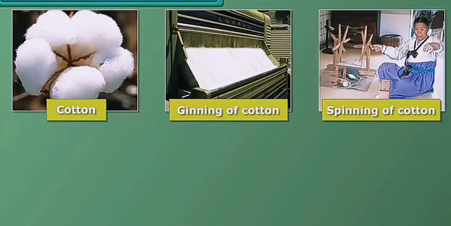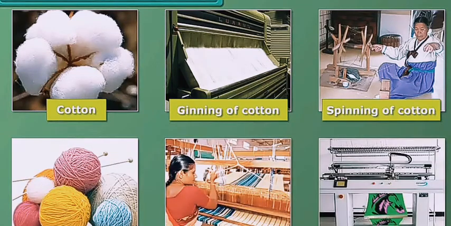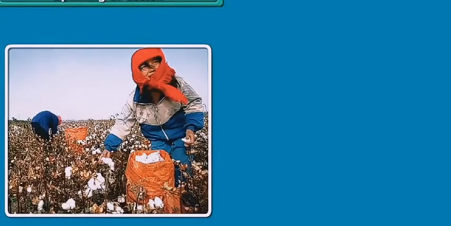Making of fabric from fiber. How is fabric made from fiber? First, yarn is made from fiber and then fabric from yarn. Making of yarn, ginning and spinning of cotton.